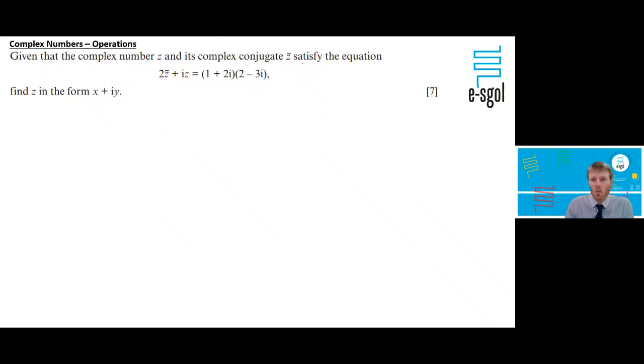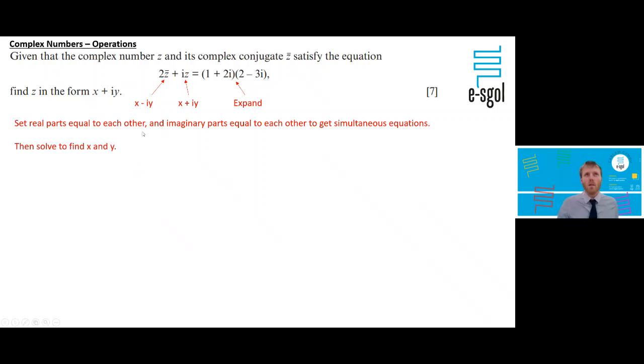We've got a complex number and the complex conjugate, and it says it satisfies this equation. What you need to do here, and I'm not actually going to do this one, I'm going to set it up so that you can have a go at it yourself. For this question, you need to set up z as a real part and an imaginary part, so x plus iy. That means the conjugate is going to be x minus iy. You should expand the right hand side, and I guess you'll have to do a little bit of expansion over here on the left hand side because it's going to be 2 multiplied by everything here.